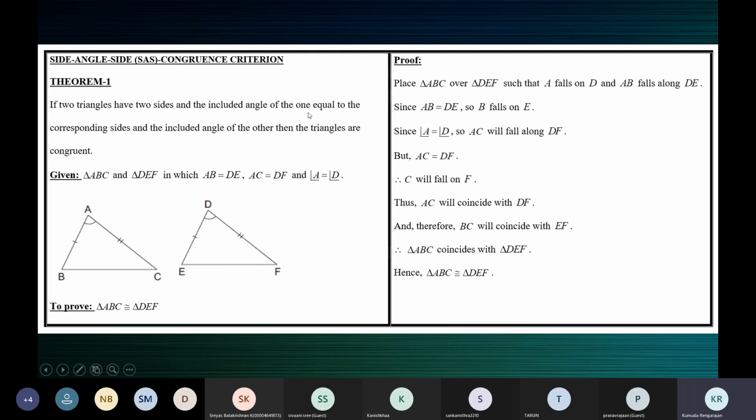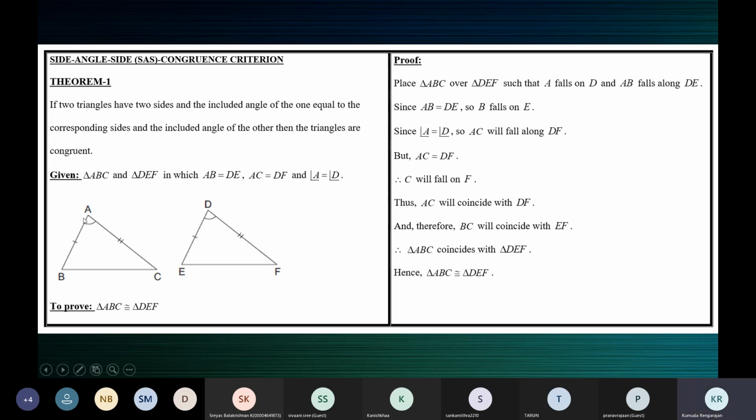So two sides and the included angle of the one, if these are equal to the corresponding sides. So here AB corresponds to DE. AB is equal to DE is known to us. Corresponding sides, and then AC is equal to DF is known to us, is given to us.